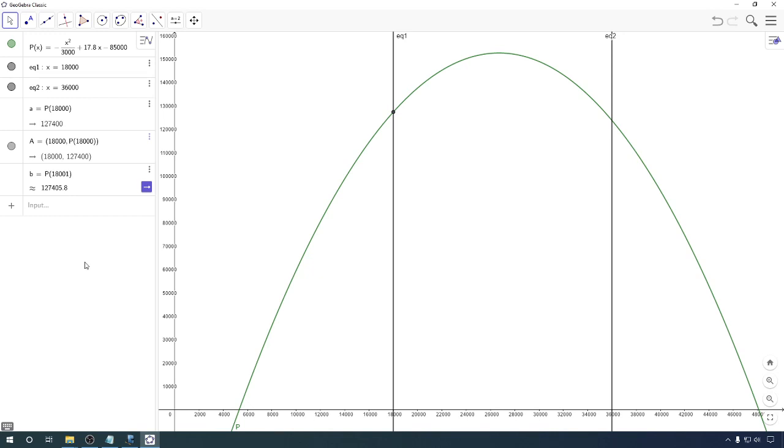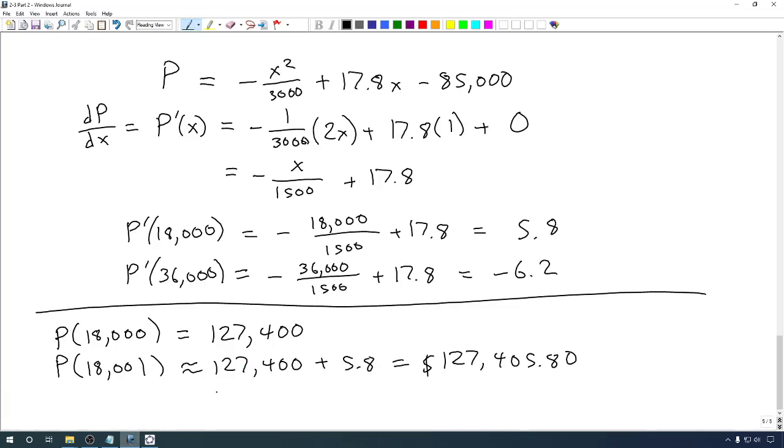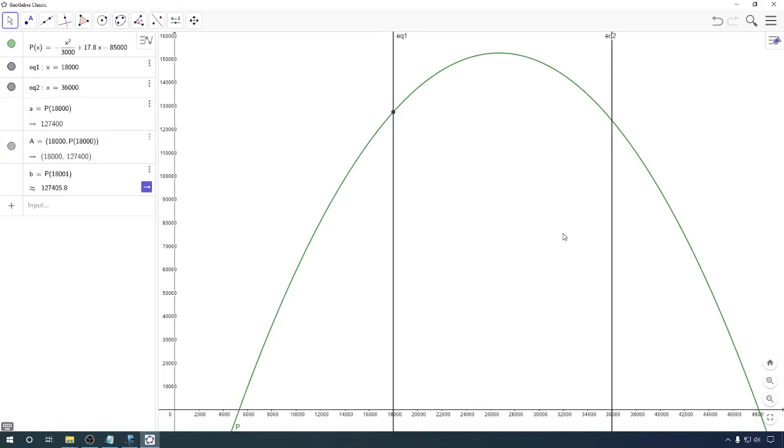If we look at the other side and look at 36,000, then our marginal profit of negative 6.2 means that if we increase the number of tickets sold now, our profit decreases by $6.20. Or if you look at another way, we could say if we sell one ticket less, then our profit actually increases by $6.20, approximately. In other words, if we're looking at our profit here and asking ourselves whether we should sell more tickets or fewer tickets, this is giving us an indication.